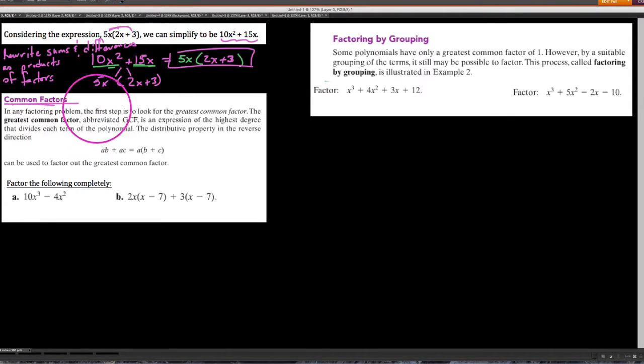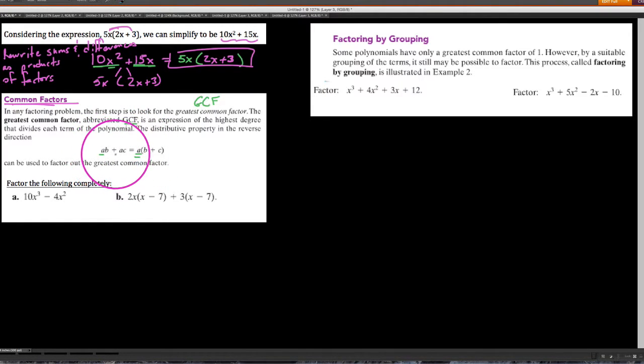In any factoring problem, the very first step, I say this, is to look for the GCF, the greatest common factor. You should always look for this first. The greatest common factor, we abbreviate that GCF, is an expression of the highest degree that divides each term of the polynomial. So it's basically the backwards of the distributive property. If distribution is multiplication, the reverse is going to be division. We're going to divide out a common factor, and not just lose it, but we're going to keep it up front.